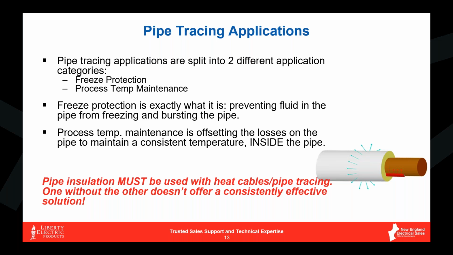Process temperature maintenance is a little bit different. What this is doing is offsetting the losses on the pipe. We don't want to add any heat to the process itself, nor is a heating cable generally the best type of product to do that, because once you consider your flow rates and the diameter of that piping, many times the heat cable doesn't even have enough heat output to get through a Schedule 40 or a Schedule 80 pipe to affect whatever's flowing through it.